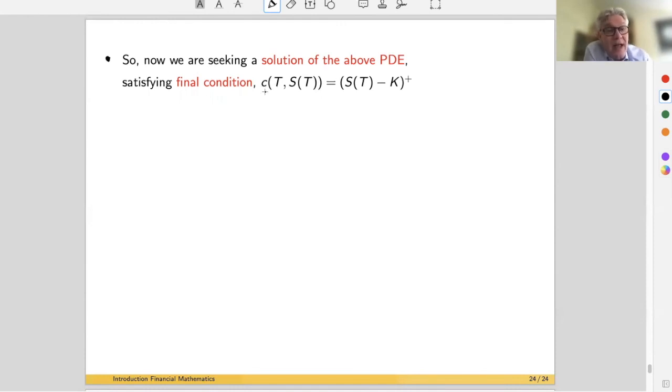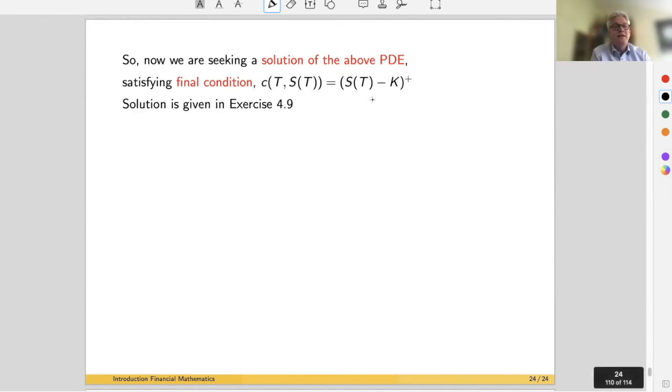So you can imagine that exactly the same equation appears if we would look at the put option, but for the put option, we would have a different final condition, being the maximum of K minus S_T and 0. That would be the equivalent form for the put option.